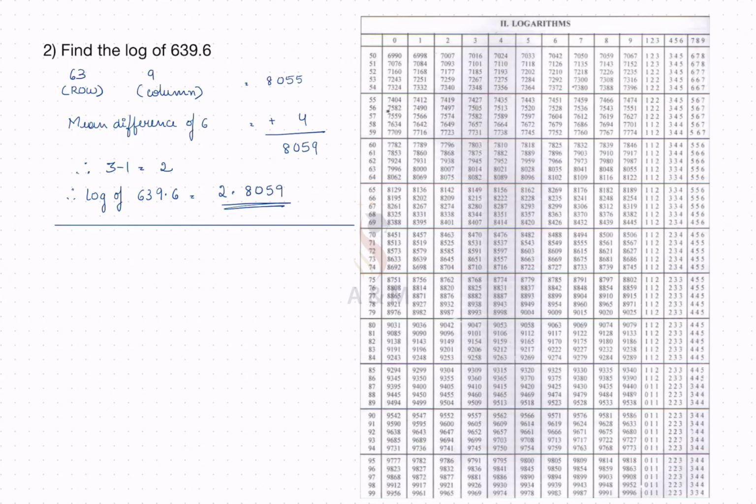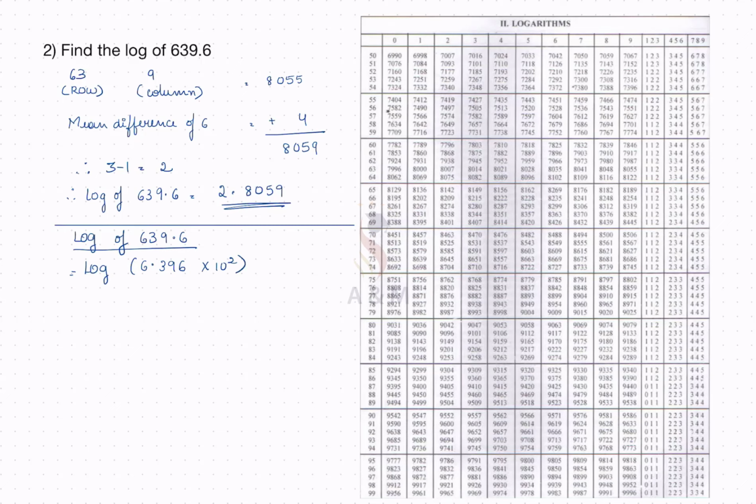First, log of 639.6 is the question, correct. Here the decimal point is not after 1 digit, so you must convert it. How do you convert this? That is equal to log 6.396 into 10 square. Okay, you have converted this into 10 square.